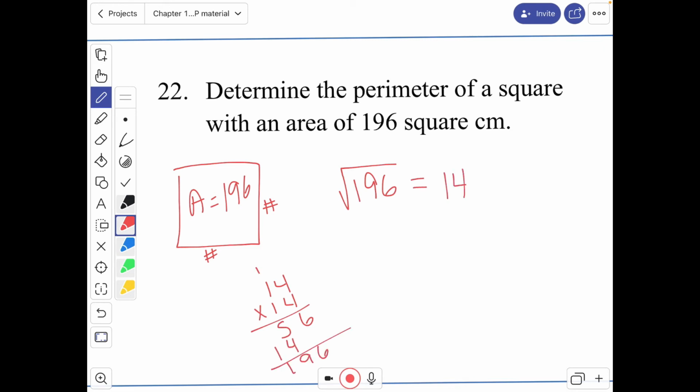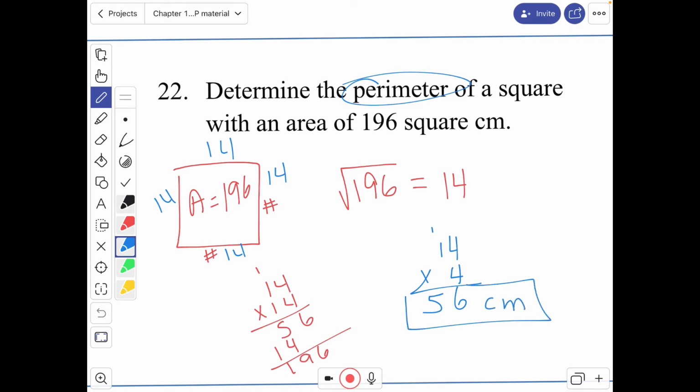It's 14. That's not the answer, though. It asks for the perimeter. So if each side is 14, that means 14 happened 4 times. You can either add it 4 times or multiply. Perimeter is 56 centimeters.